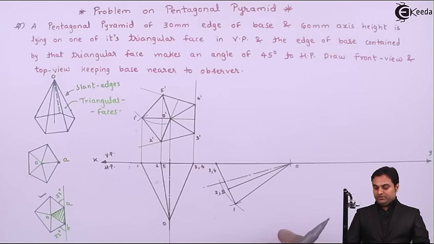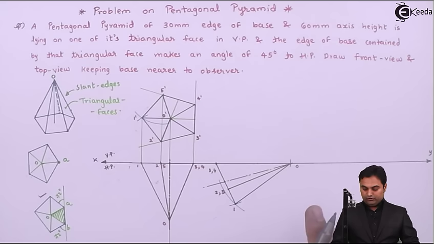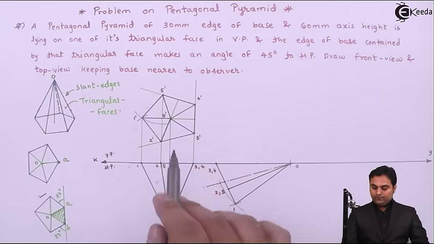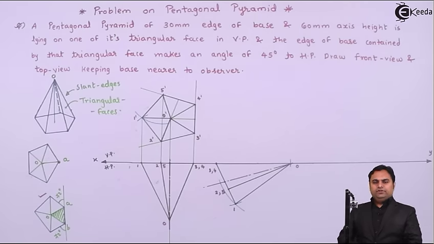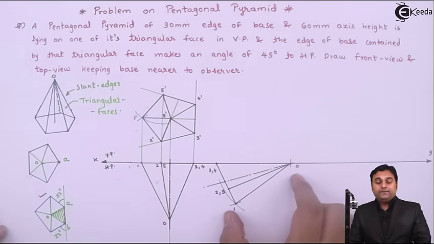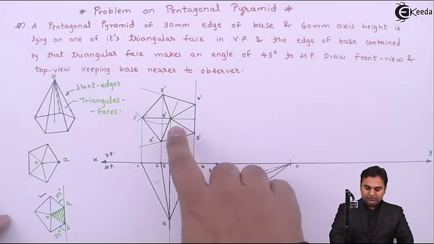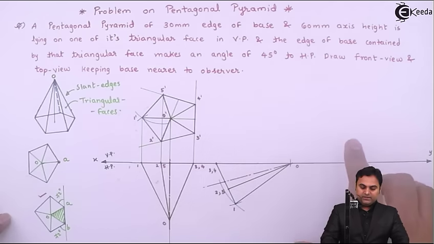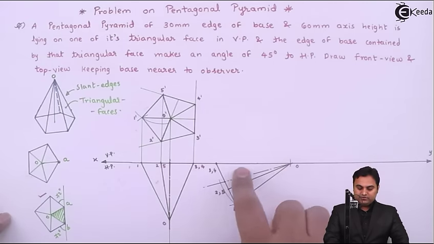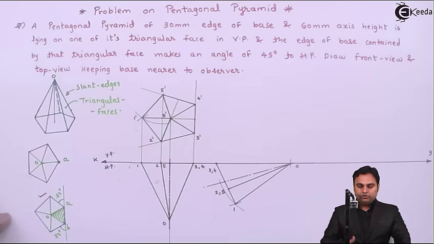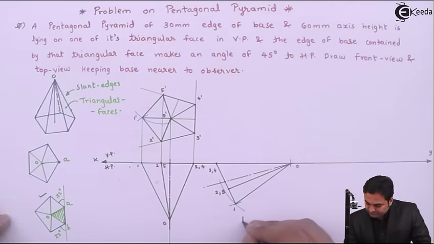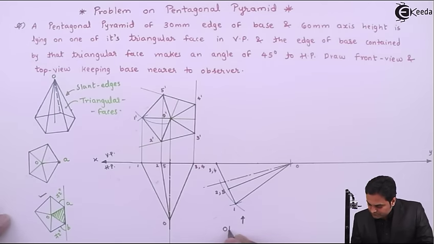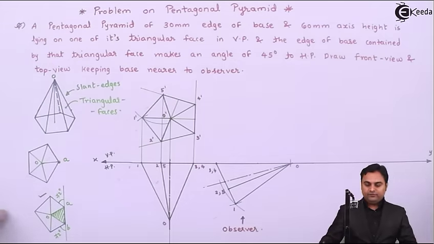So this is the pyramid which is resting in VP on its triangular face O34, and in the front view it is O dash 3 dash 4 dash. Now here I have drawn the top view of this pyramid which is resting on its triangular face O dash 3 dash 4 dash in VP, which is seen as O34 as an edge in the top view. Now by looking at the top view from this direction as an observer, I am going to draw the front view.